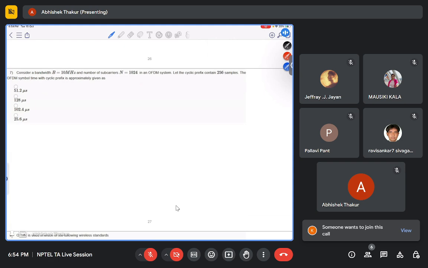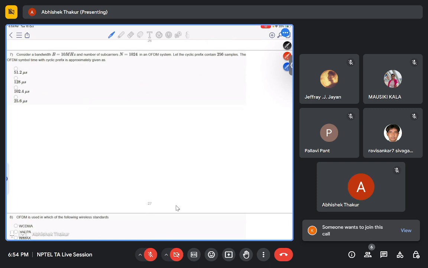Now coming to question number 7, consider a bandwidth B equal to 10 megahertz. This is given as 10 into 10 to the power of 6 hertz, with a number of subcarriers N equal to 1024 in an OFDM system. Let the cyclic prefix contain 256 samples. The OFDM symbol time with cyclic prefix is approximately given as.